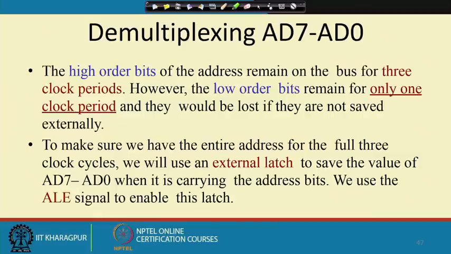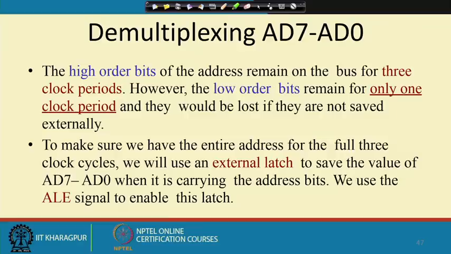The higher order address bits will remain on the bus, so we have no problem with the lines A8 to A15, because they remain on the bus for 3 clock periods. We will see later that when the 8085 is trying to access memory, it needs 3 clock cycles, starting from the point at which the address is put onto the address bus till the memory puts the data onto the data bus and the value comes to the processor. So that takes 3 clock cycles.